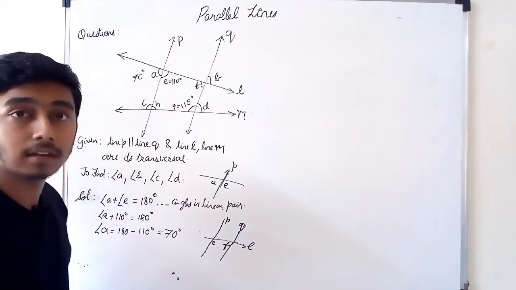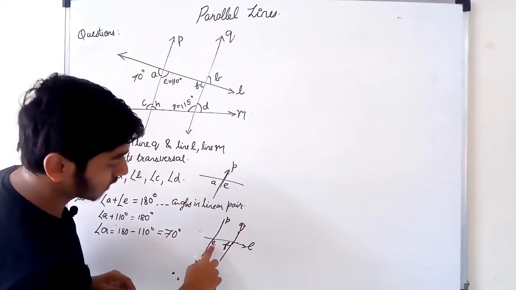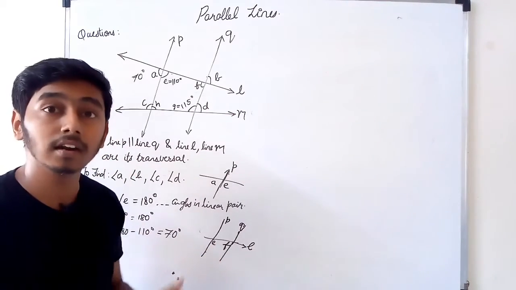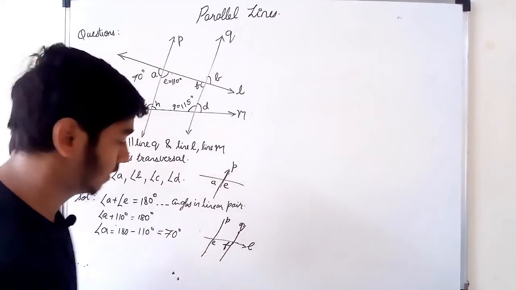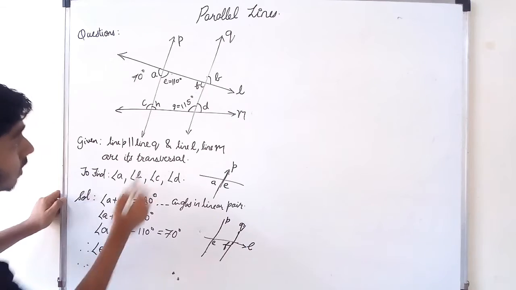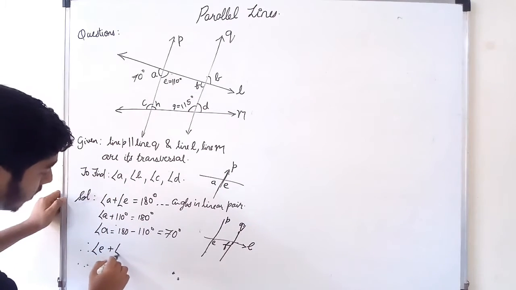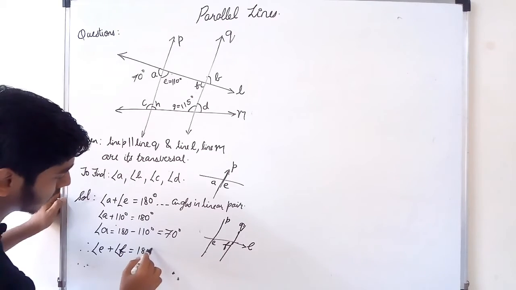So P and Q are parallel, and line L is the transversal. We can see that E and F are interior angles and their sum will be equal to 180 degrees. Therefore, we'll say angle E plus angle F equals 180 degrees.